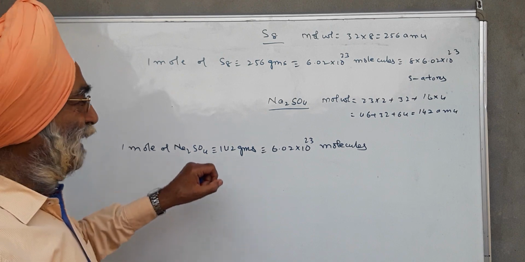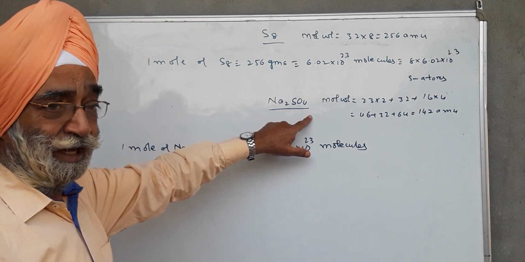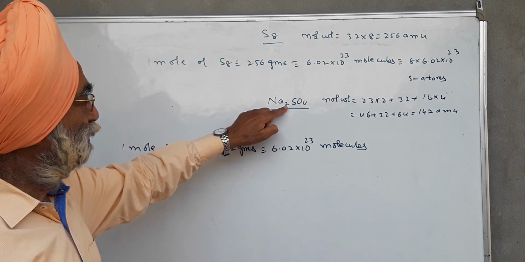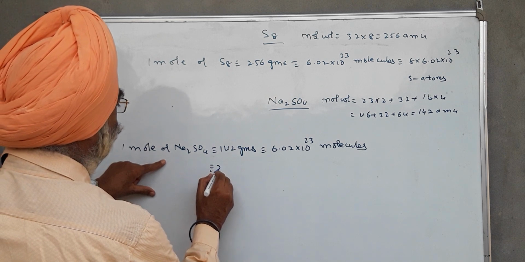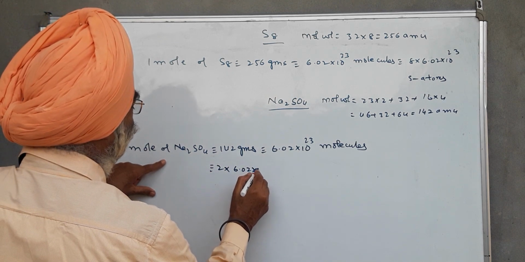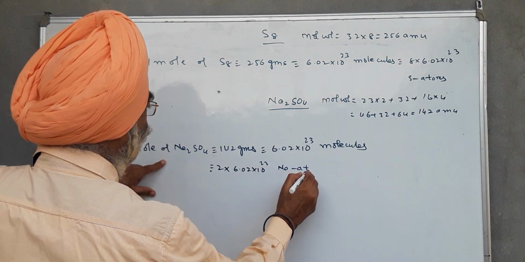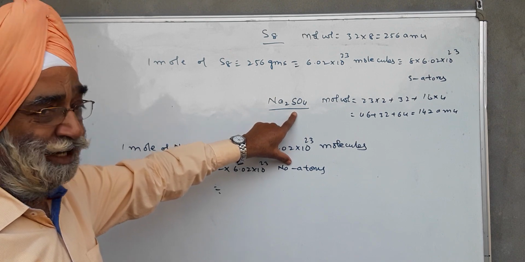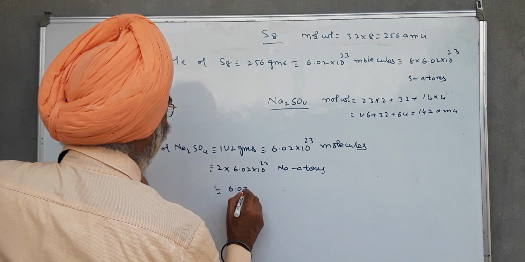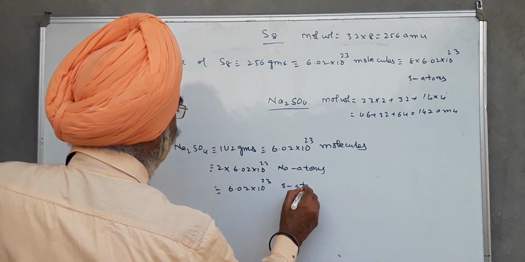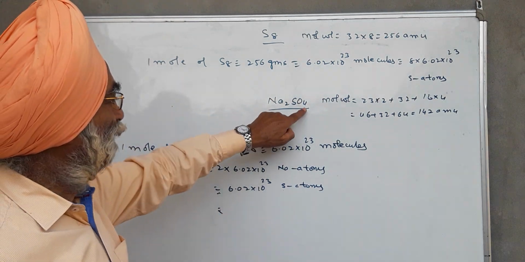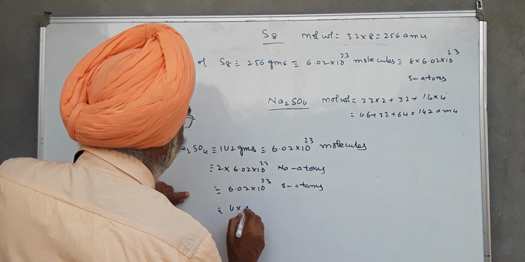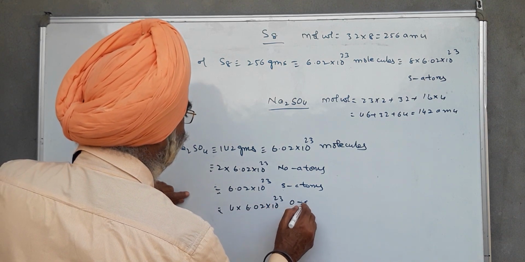We shall now extend it in case of sodium, sulfur, and oxygen. One sodium sulfate molecule, also called Glauber's salt, has 2 sodium atoms. So we shall write 2 into Avogadro's number 6.02 10 raised to the power 23 sodium atoms. One molecule has 1 sulfur atom. This number of molecules will have same number of sulfur atoms. 6.02 10 raised to the power 23 sulfur atoms. One molecule has 4 oxygen atoms. One mole will have 4 into Avogadro's number 6.02 10 raised to the power 23 oxygen atoms.